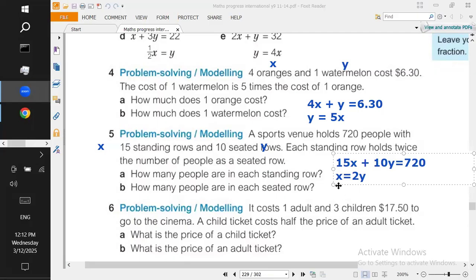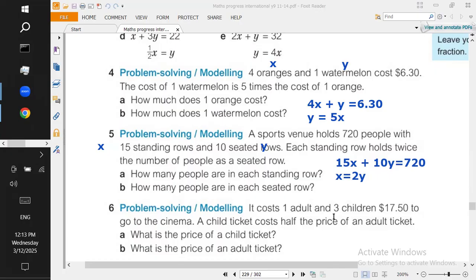So as we said, each standing will equal two seated rows. Now this is the simultaneous equations that we're going to use, and then you're going to solve them the same way that we did in question 3. Same idea here in question 6.